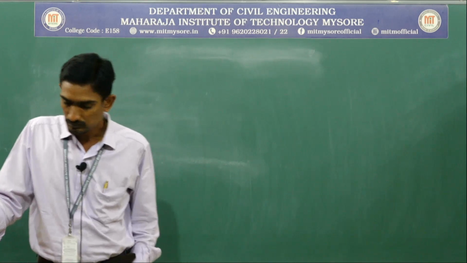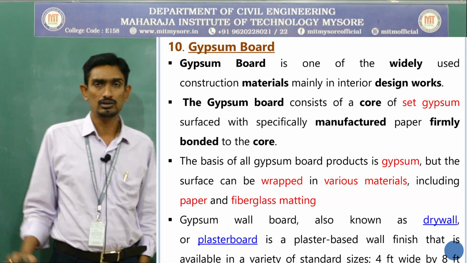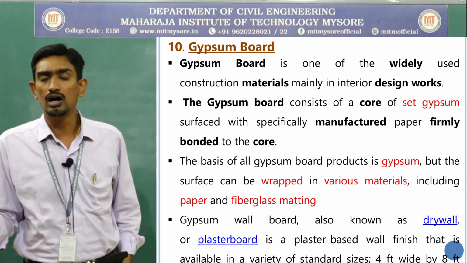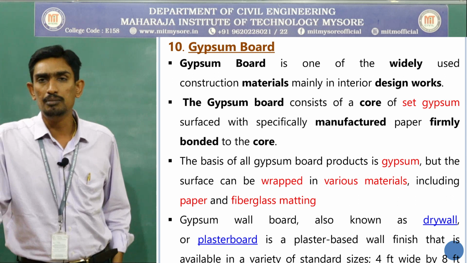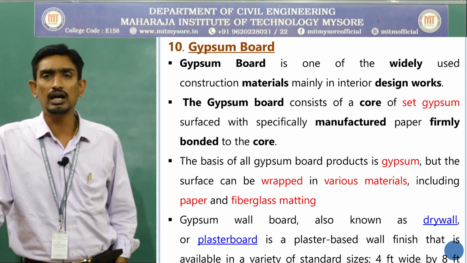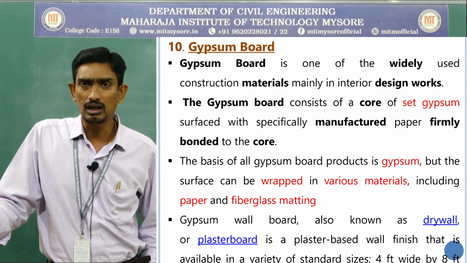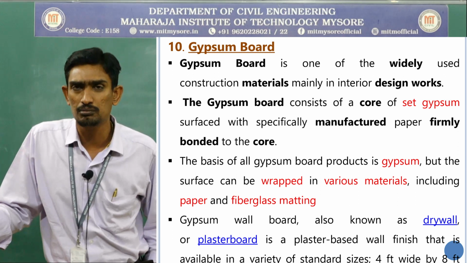Next, coming to the gypsum board. It is the next material that will be predominantly used in buildings. I can say this is an interior material. This is not an exterior material used in buildings.